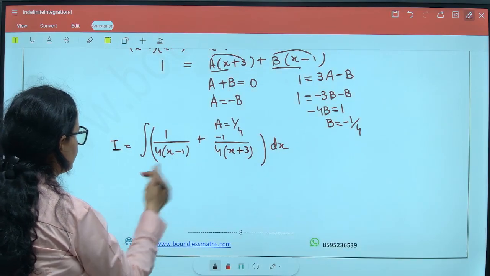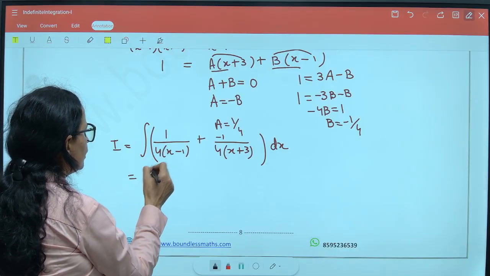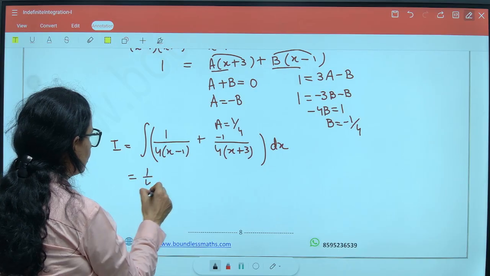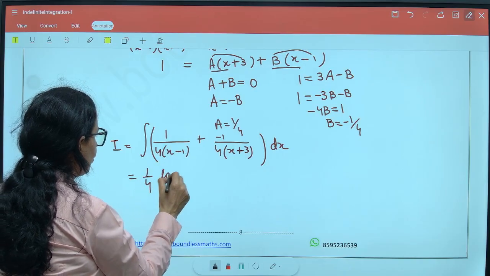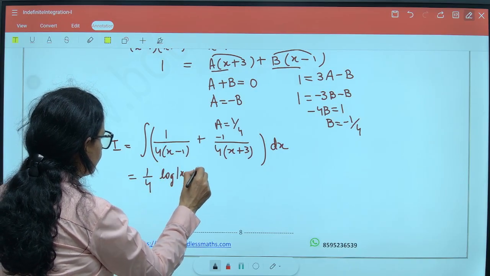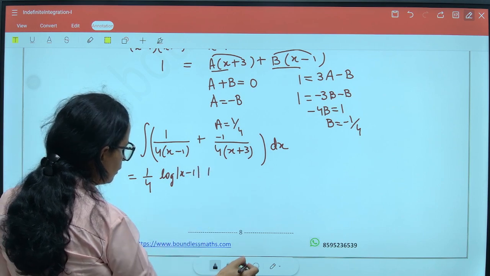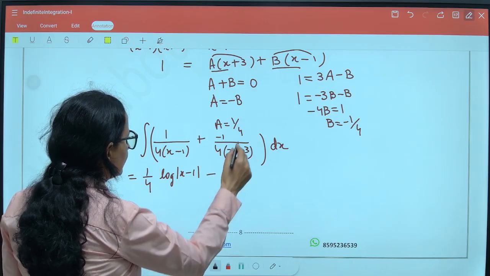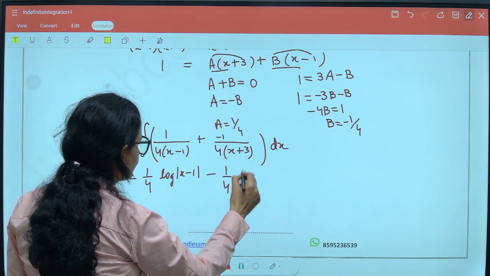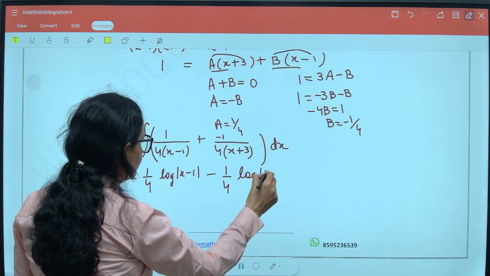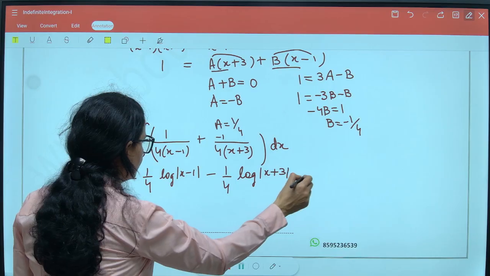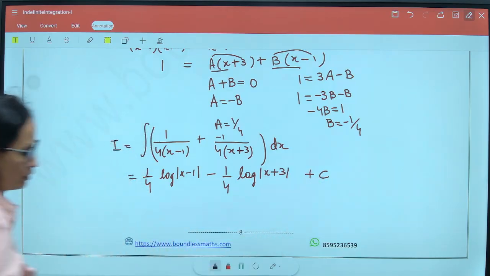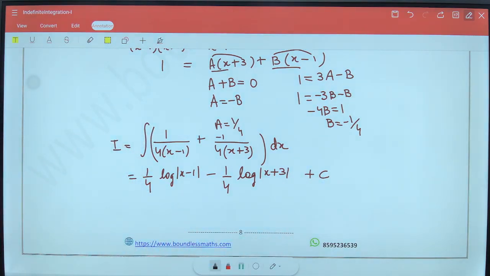So what is the integral? Now it is easy to integrate. You can take this 1 by 4 out, and the integral of this is log of x minus 1. Here you will write minus 1 by 4, and the integral of this expression is again log of x plus 3 plus the constant of integration. So as soon as you integrate, just put the constant of integration. So this is your final answer.